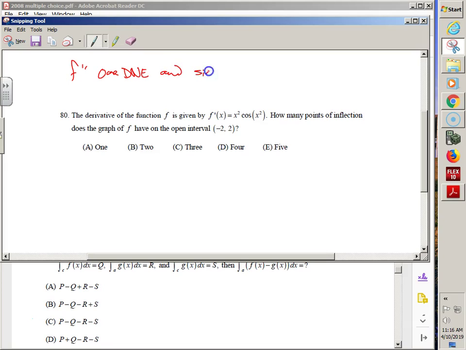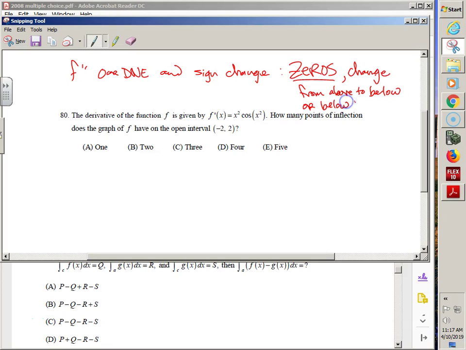And I need a sign change. True? Yeah. So if I have the second derivative and I'm allowed to use my calculator, AB had something super similar. If I have the second derivative, or I can find it, which I could do with the product rule if I really wanted to, I could use the zeros of my calculator, right, where my graph changes, because I would be graphing my second derivative, changing from above to below, or below to above.